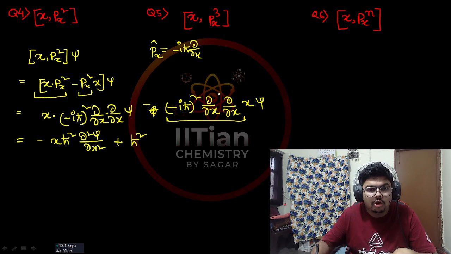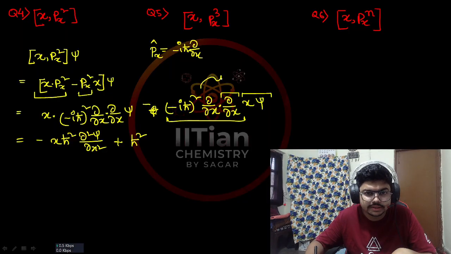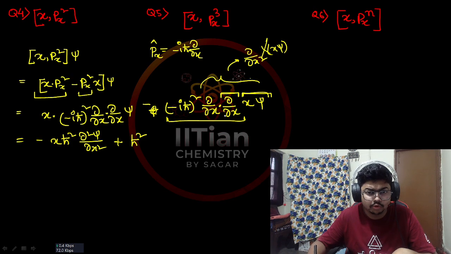Now we know an operator operates on the next function. So this operator will operate on this. Here you can make big mistakes. Someone will write del/del x into del/del x means del/del x square of x psi. This is not the correct way. First you have to operate this operator on this, then overall we have to operate del/del x. So del/del x of x psi.